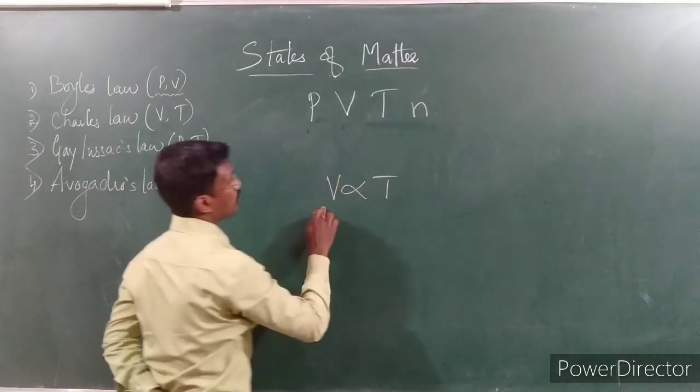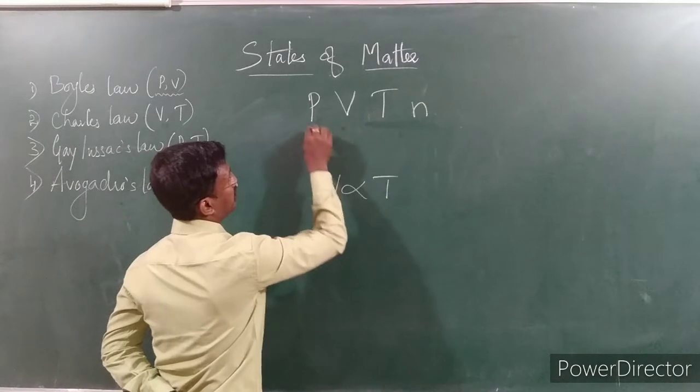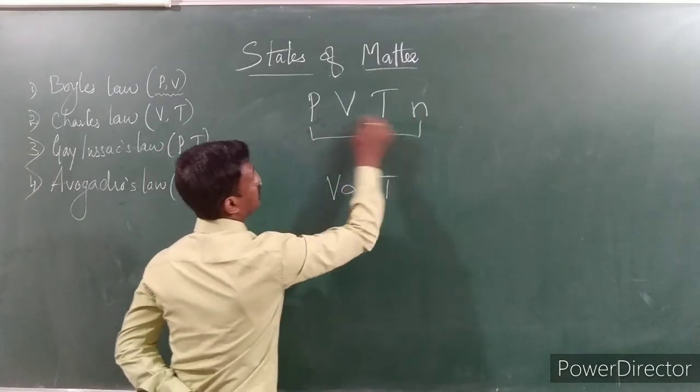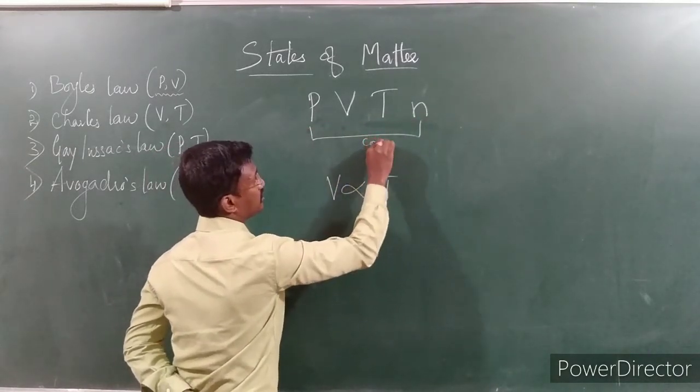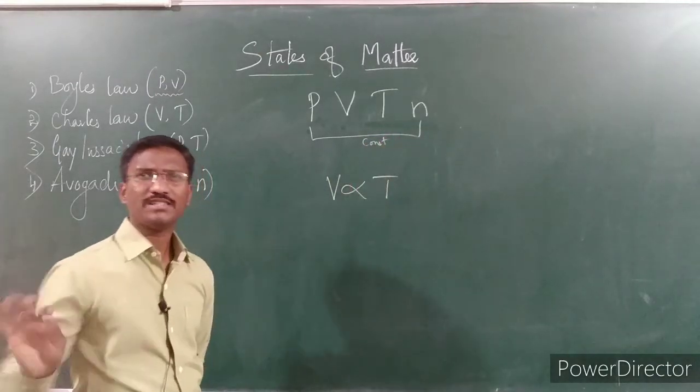In Charles law we express only volume and temperature. It means that pressure and the amount of substance are constant. You have to remember this one. It is a very simple concept.